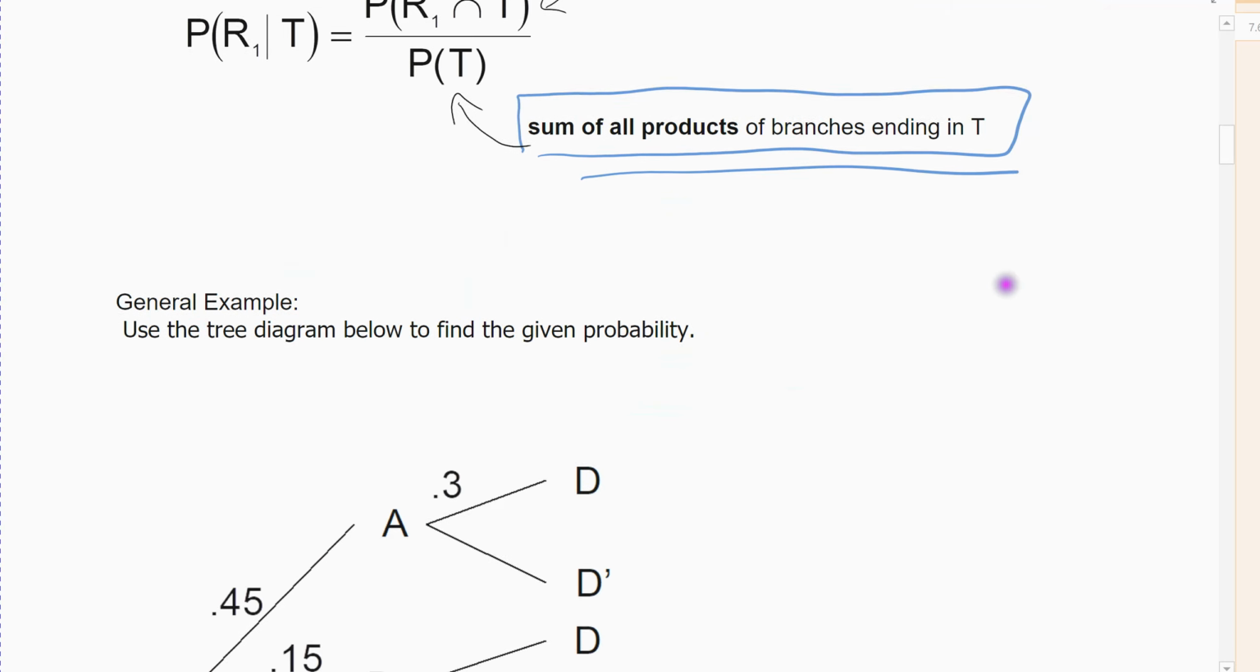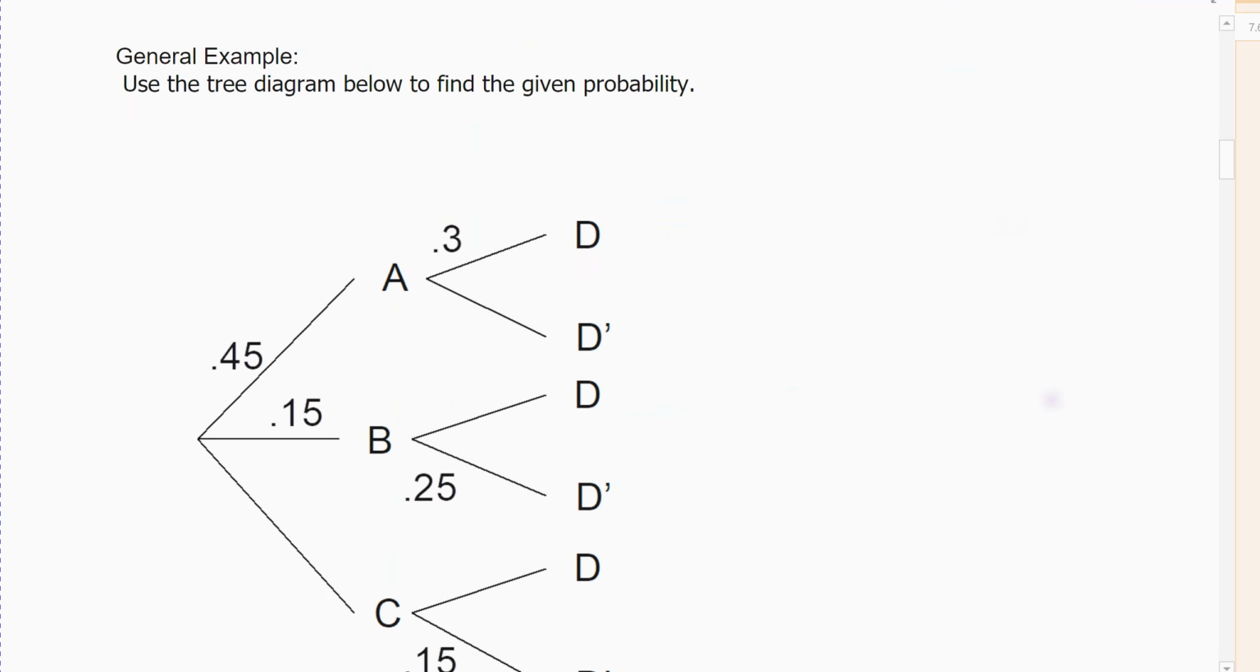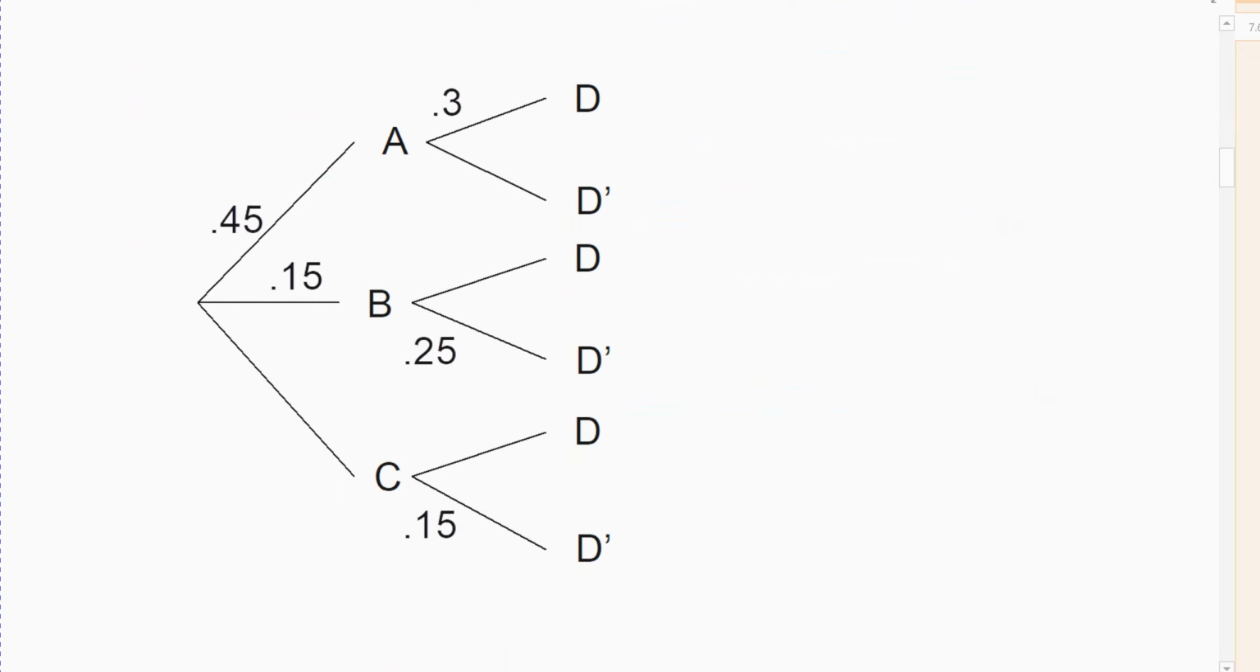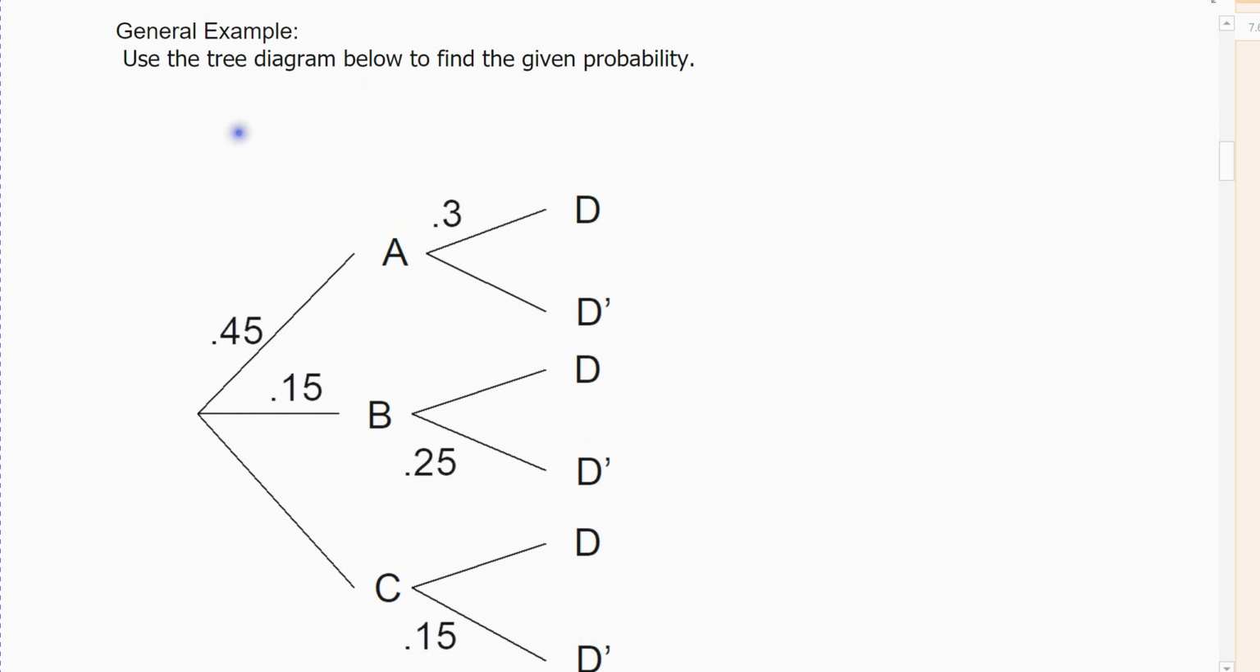So I'm going to do a simple example, and then we'll get to applications in the next video. A general example, just a generic one with numbers. I've got my tree here. These would be my first events, events A, B, C. And then the second set of branches are D or not D, and then all my outcomes.